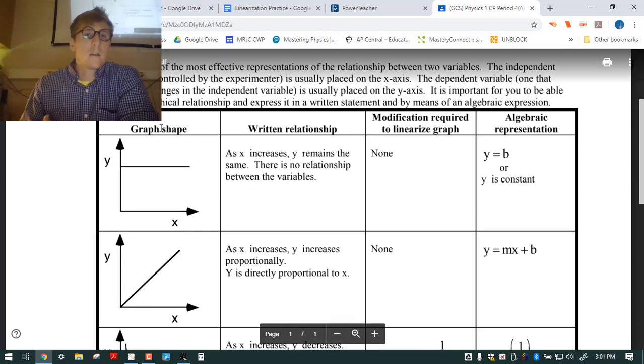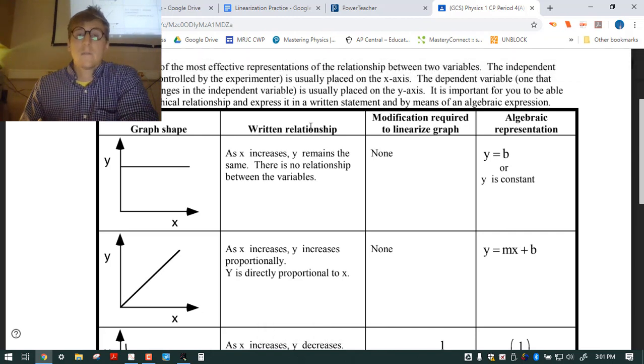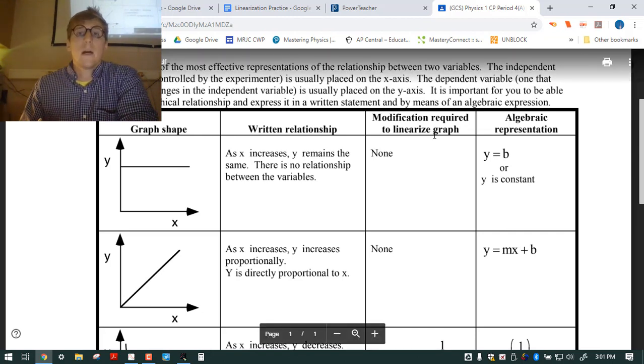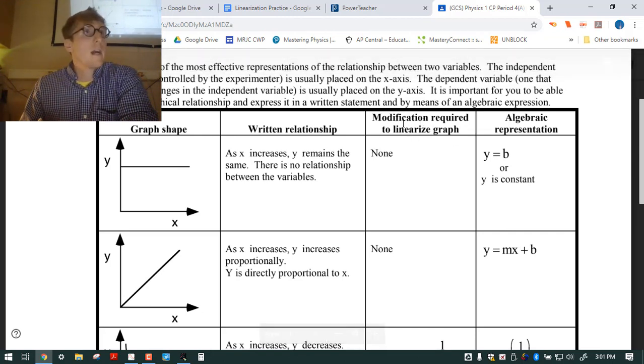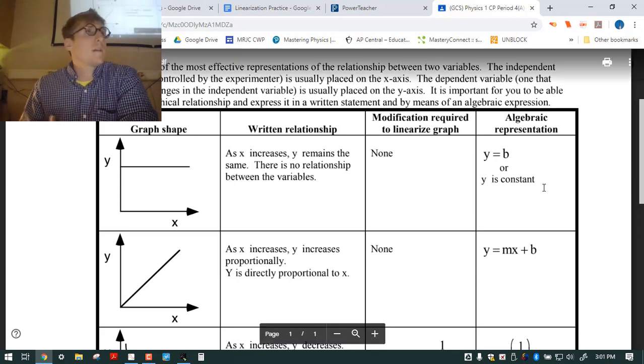The first one is graph shape. The second is written relationship. Then modification required to linearize graph. This is why I'm showing you guys this today. And then the algebraic representation, the equation, for the graph.